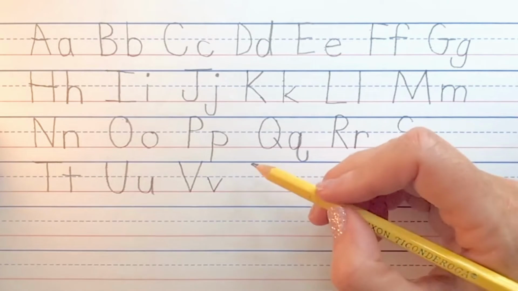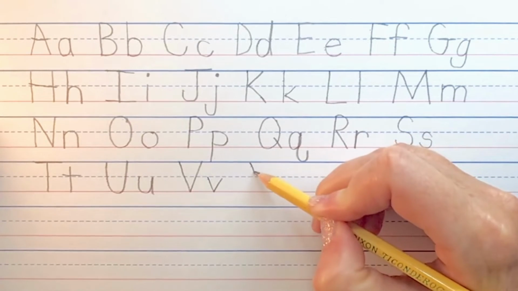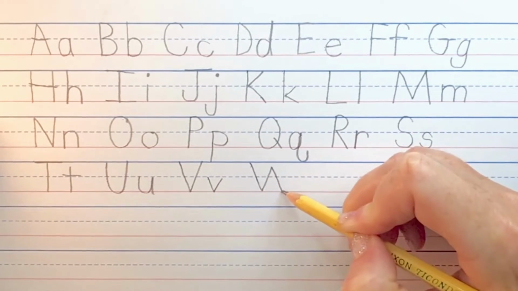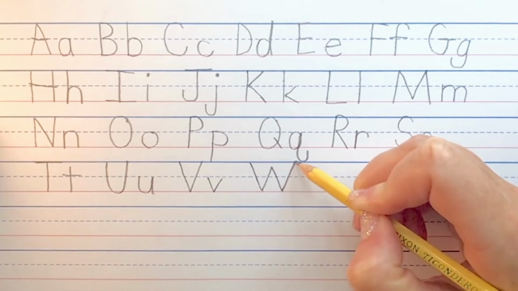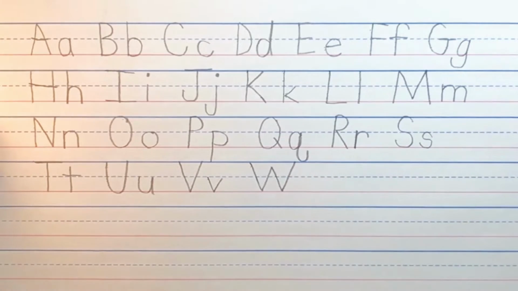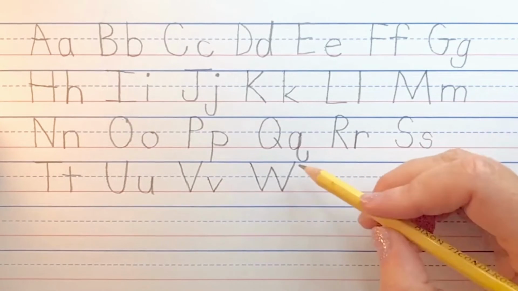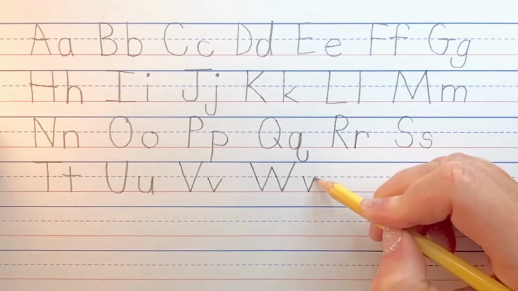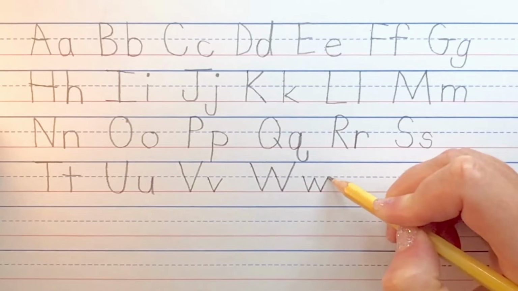W, start at the top, pull down, touch, push up, pull down, touch, push up. And lowercase looks just the same, just smaller. So we start in the middle. Pull down, push up, pull down, push up.